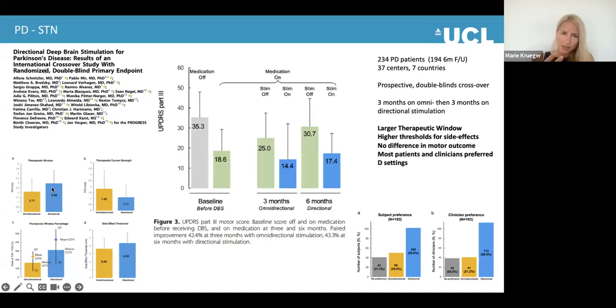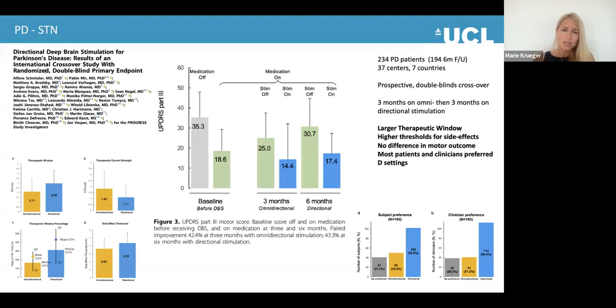I don't think that's surprising. That kind of reconfirms everything that we've seen so far. Therapeutic current strength was lower, so also in favor of the directional electrodes. The interesting thing here is if we look at the UPDRS score and we compare the omnidirectional settings to the directional settings, you can see that comparing off versus on stimulation, the actual benefit is pretty much exactly the same.